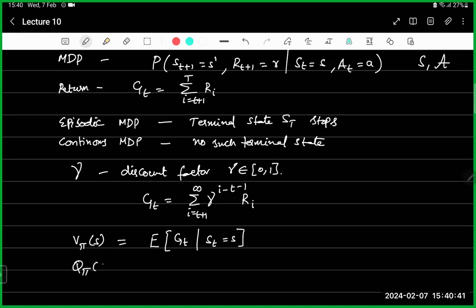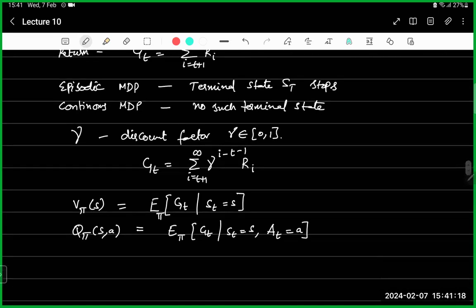What is the action value function Q pi? What does it mean? You start in some state and you have already decided that you're going to take action a, and from the next step you will follow policy pi. So it is the expected value under pi of G t given S t equal to s, A t equal to a.